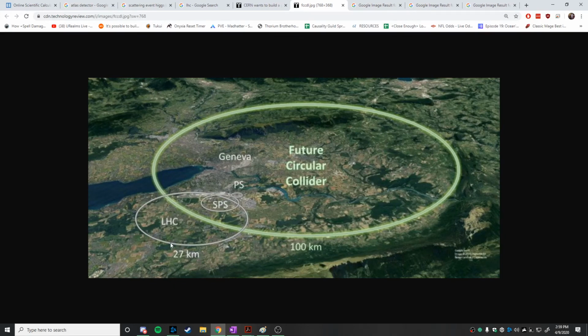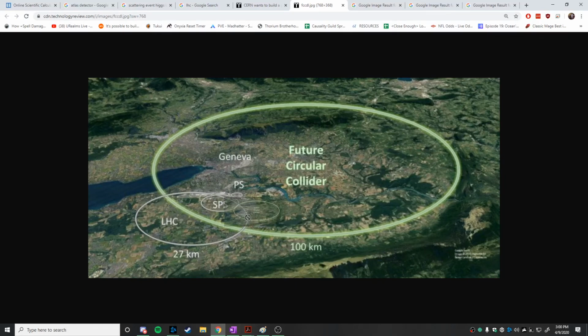It's a collaboration of scientists all trying to find little tiny things. And they need to have the track that it moves along be 27 kilometers around, which is just insane. And they want to build a bigger one, because the size of the track itself is what determines how fast you can get the particles moving. And what this collider does is you get particles moving really fast, and then you put them into this machine, and the particles are protons.